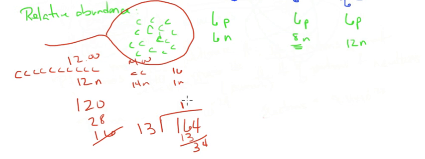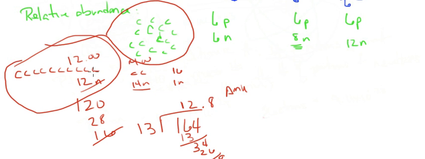So if I do the math here, 13 goes into 164 twelve times, 13 times 12 is 156, with a remainder of 8. So I'm going to have 12.8, we're going to say, is going to be the atomic mass, or the average mass of all the different carbons. And we see that 12.8 is closer to 12 than it is to 14, and that makes perfect sense because we knew that there were more carbon 12s, and this confirms it by the fact that the mass is only 12.8.